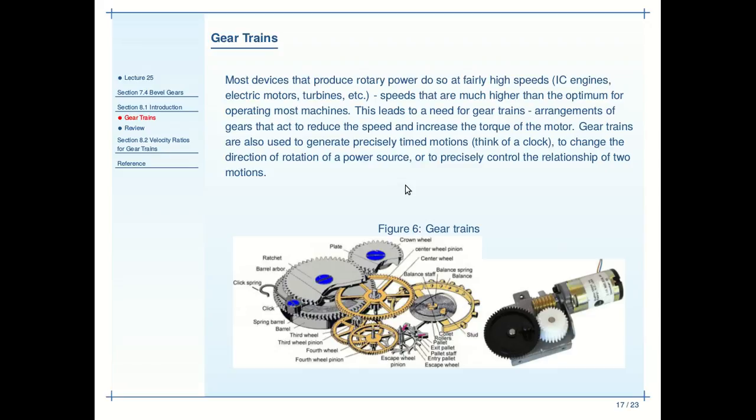As an aside, and here is an extra credit opportunity for you, I will post this on Blackboard as well as an announcement. If you would, please take a look at the name John Harrison. He lived from 1693 to 1776. John Harrison was instrumental in the design of a very, very important gear train.